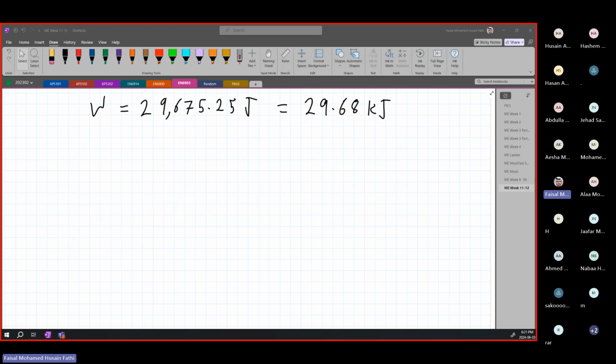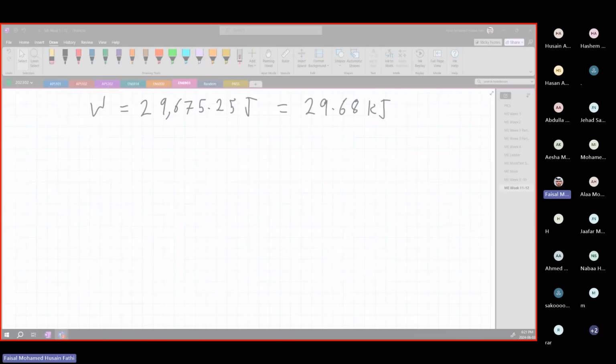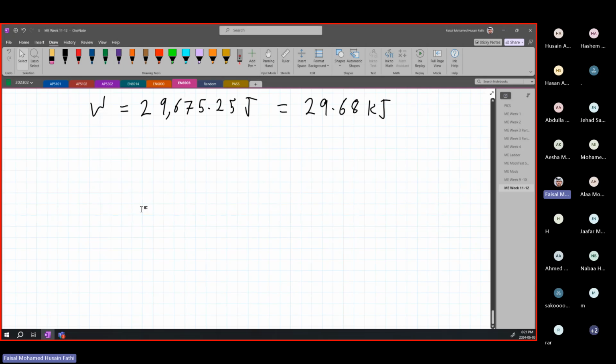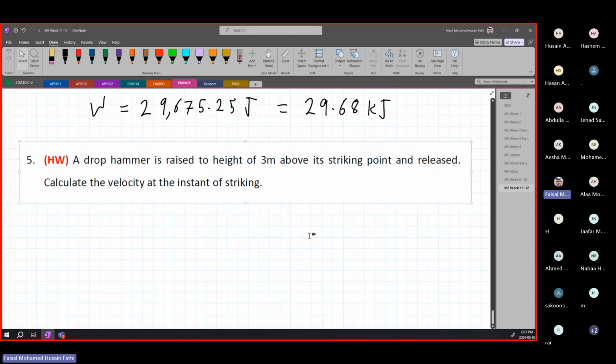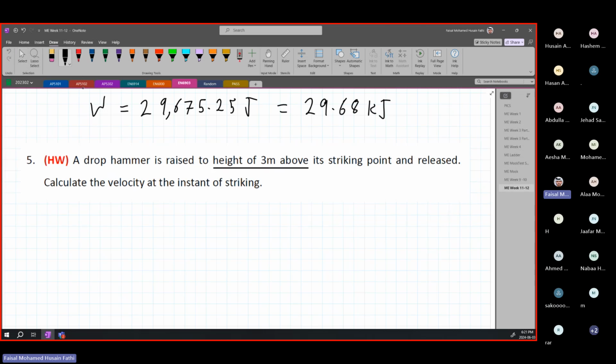There it is. This one is very easy, very straightforward. It is similar to question number 4, but here you have much less work to do. So here they're saying the same thing. A drop hammer is raised to a height of 3 meters above its striking point and then released. So you have the drop hammer, and the height from here to here is 3 meters. All right? Calculate the velocity at the instant of striking.